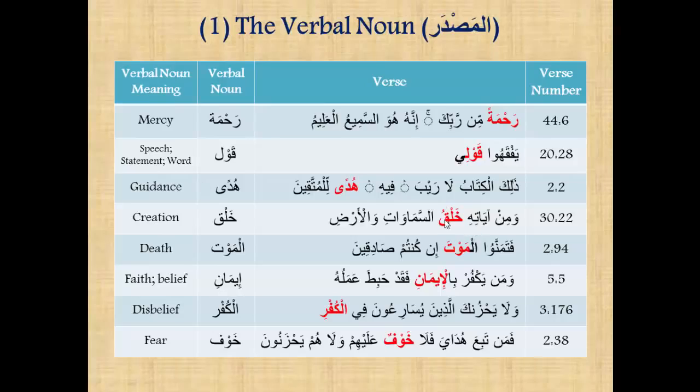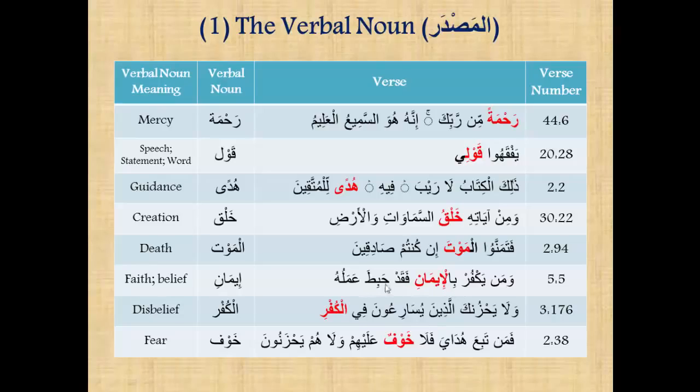وَمِنْ آيَاتِهِ خَلْقُ السَّمَاوَاتِ وَالْأَرْضِ. The masdar here is khalq, which means creation, the process or the act of creating, from the verb خَلَقَ يَخْلُقُ, to create. فَتَمَنَّوُا الْمَوْتَ إِن كُنْتُمْ صَادِقِينَ. The masdar is maut, which means death, from the verb mata yamutu, which means to die. Mata yamutu al-maut.